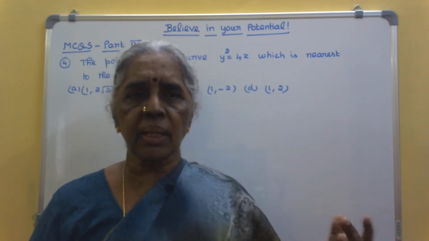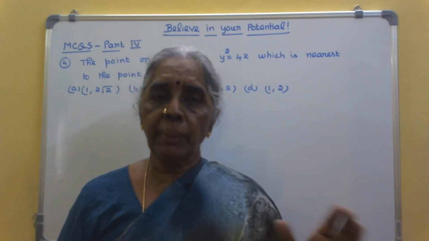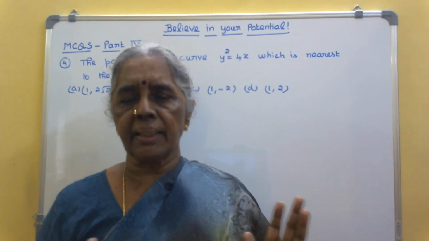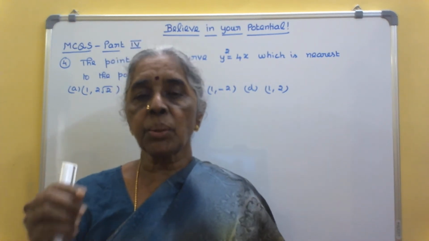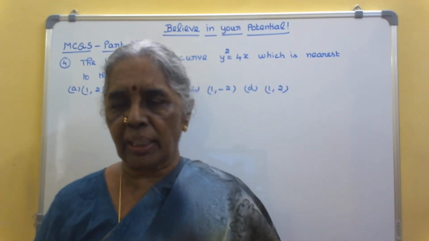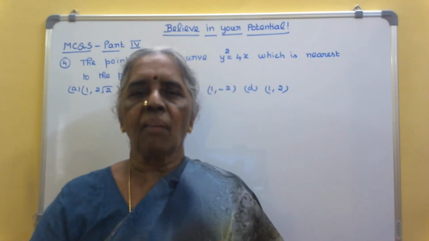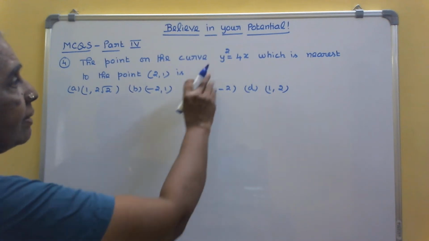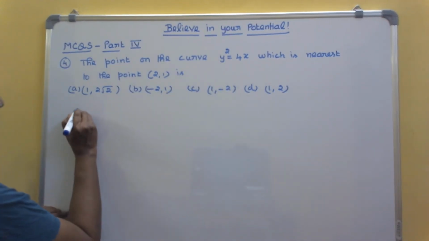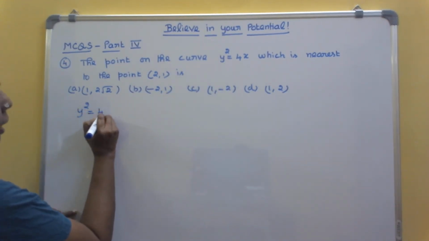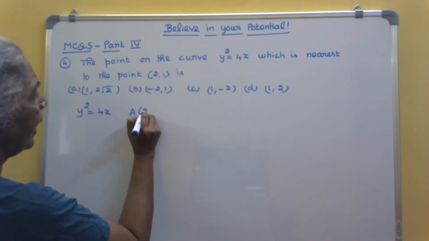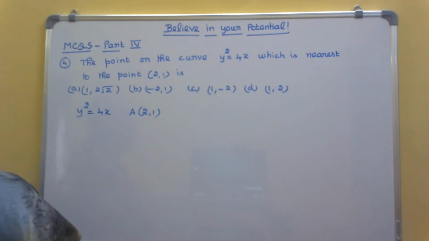This particular sum or this model sum can be asked as a case study sum also, but here it is asked as an MCQ. First, I will teach you the normal way how to proceed. Then I will tell you one shortcut which you can use for MCQ. So here y squared is equal to 4x is the given curve for you. Now they have given you one point (2, 1). Let me take A as the point (2, 1).